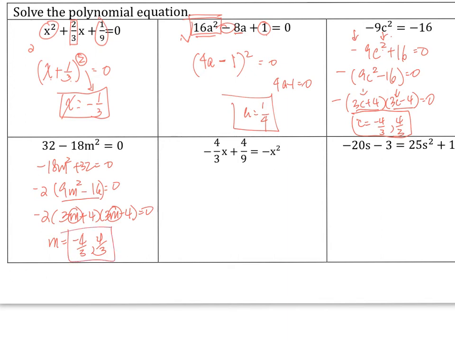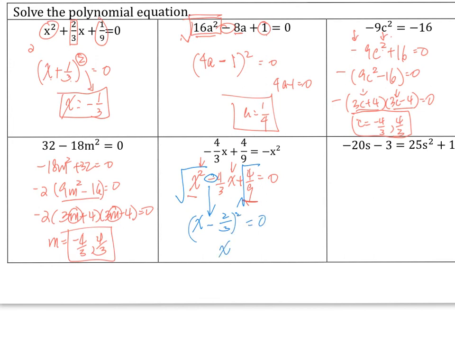The next one, I can rewrite this as a polynomial that will equal 0 with the degrees of the powers in decreasing order. And I see that I have a perfect square trinomial. I can take the square root of x squared to get x. I can take the square root of 4/9 to get 2/3. And I have a subtraction sign here, or just a negative sign. Take it down. Square the binomial. And then by the zero product property, x would equal 2/3.